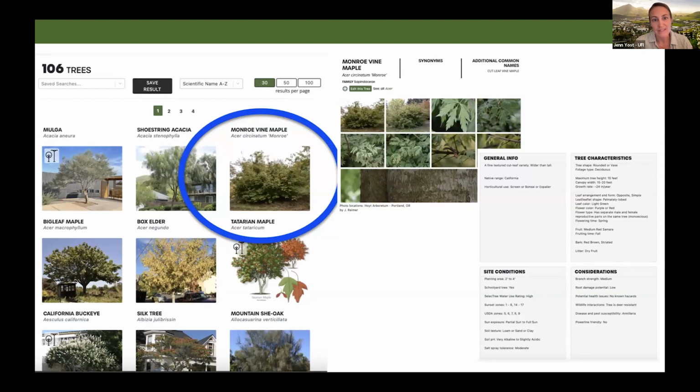This is a really well curated site of accurate photos of that species, and then a whole bunch of information about the tree characteristics, considerations when planting it, and where it does well. Next slide.